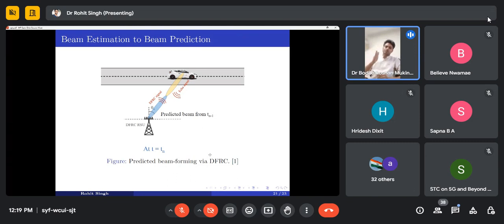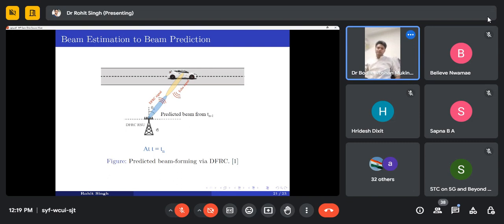So the problem was you need to find the angle at which your beam could face in the next time slot, the next transmission time slot. If you could have that information before the next time slot, you can save a little bit of time.